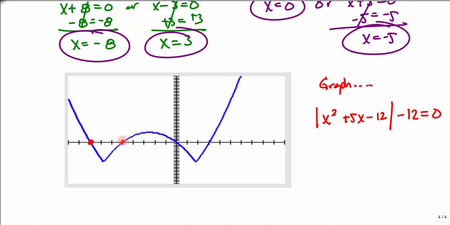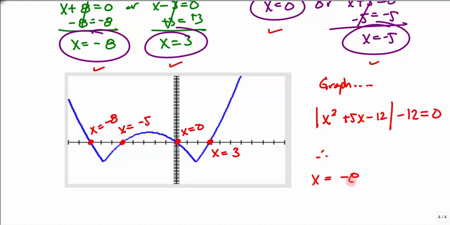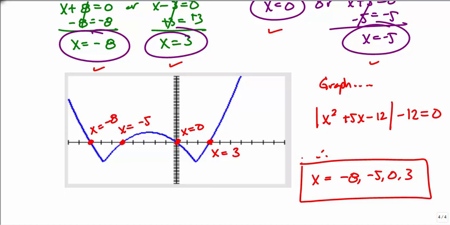So here's my 4 solutions. So here's x equals 3, x equals 0, x equals negative 5, and x equals negative 8. So you can see that each of my 4 solutions up here have been verified. So therefore my solution is x equals negative 8, negative 5, 0, and 3. And you should always try and put those in order from the smallest to the largest number.